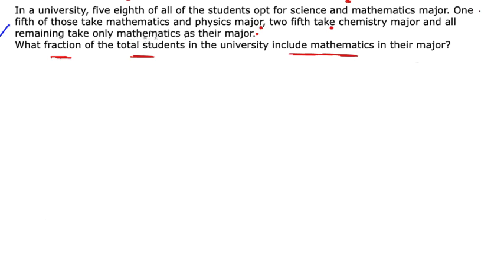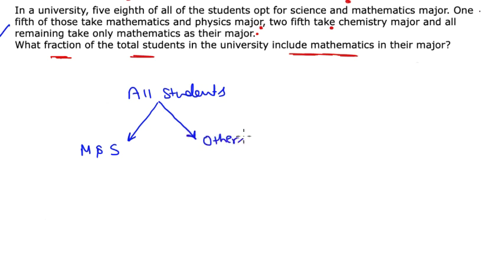To understand this problem, it is best to explain with the help of a diagram. So first I have all students. In this large body of students, it has been divided into two segments. Segment 1 is for people who are studying maths and science, and the second segment is people who are studying other subjects. This is 5/8 of all students, and this is all remaining. We don't care at this moment, so we'll just leave it blank.